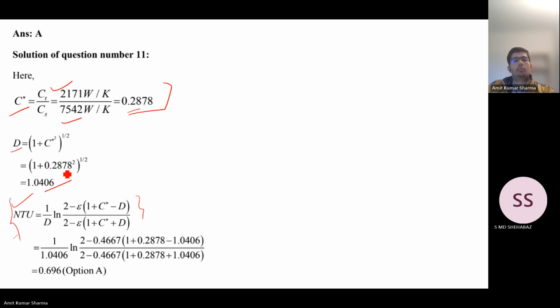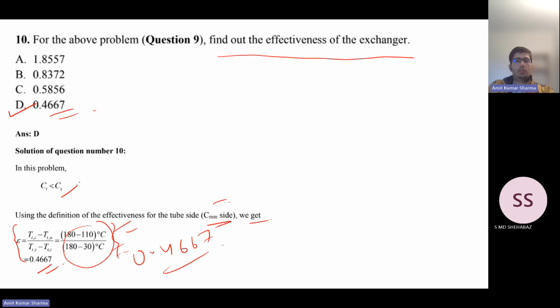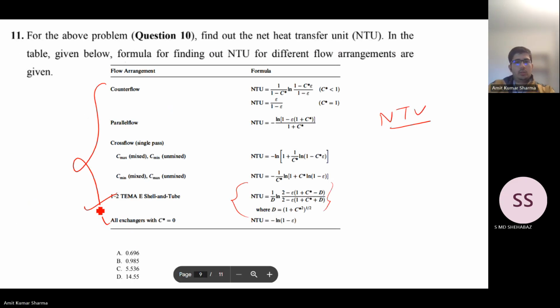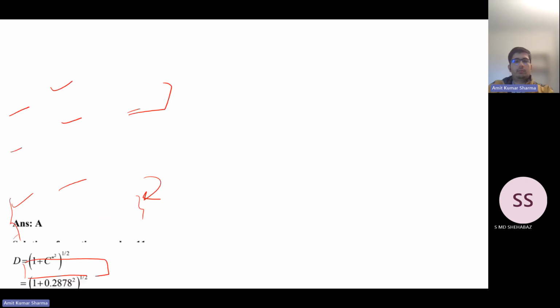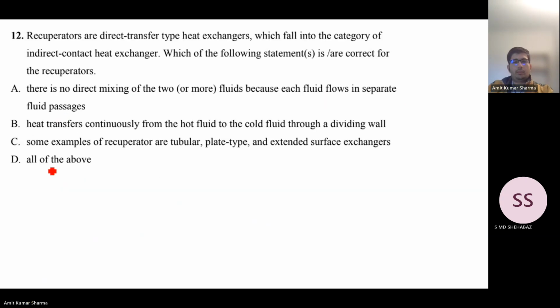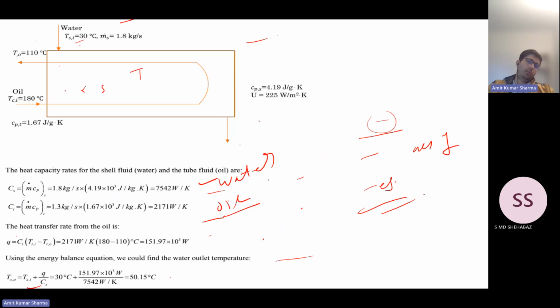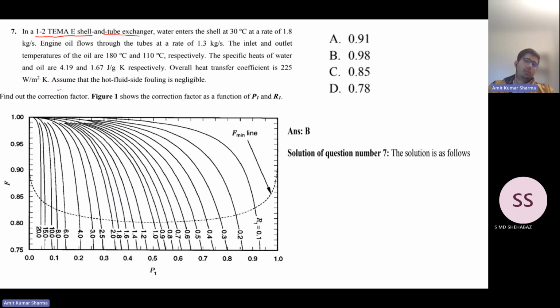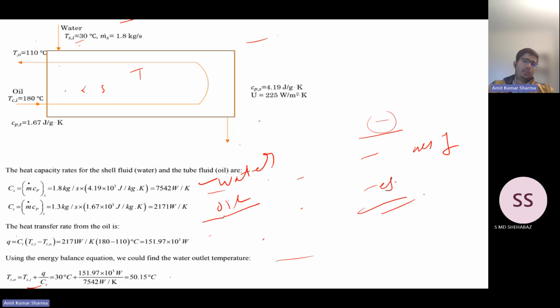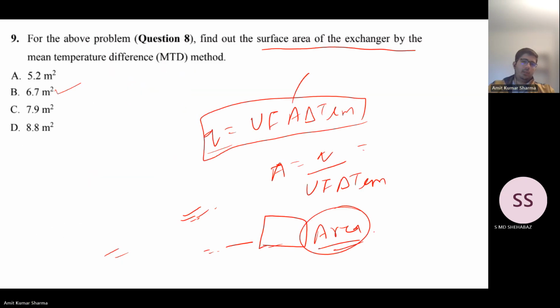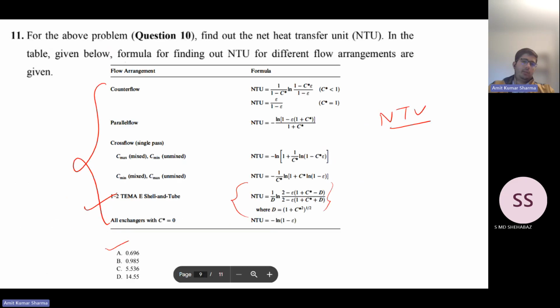Now put this in this formula, so you will get the answer, and NTU will be 0.696. You can see the options. So the NTU is 0.696. So we have seen that one question was linked to around 4 questions. Question number 7 was linked to question number 8, then 9, then 10, then 11.